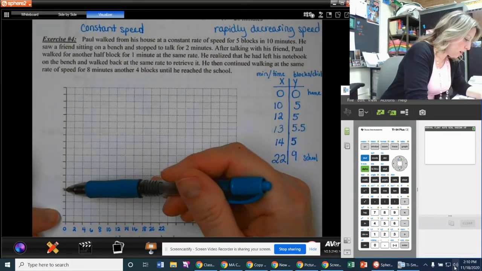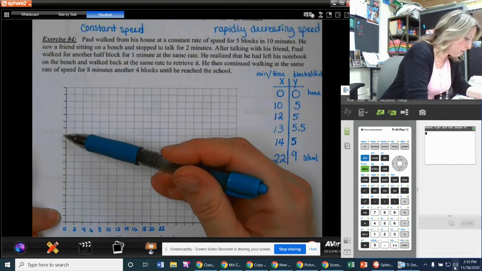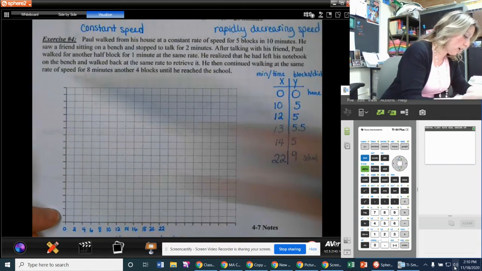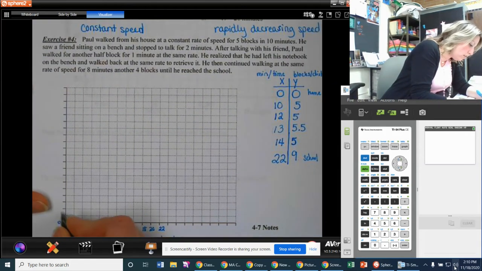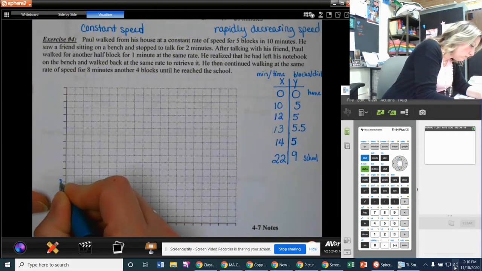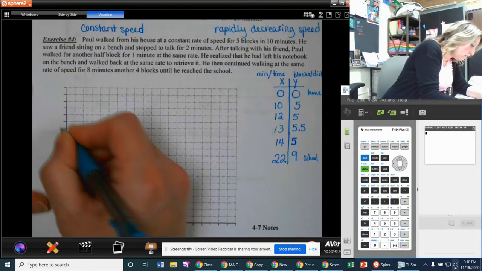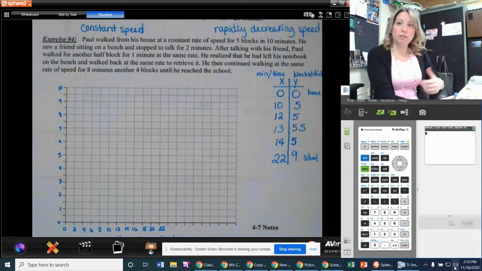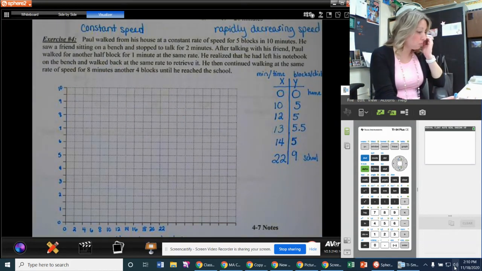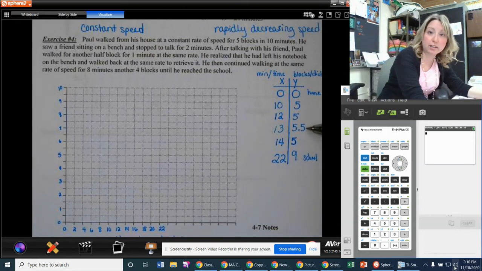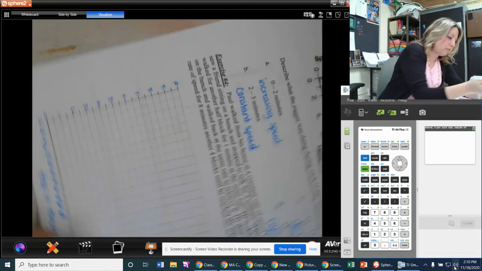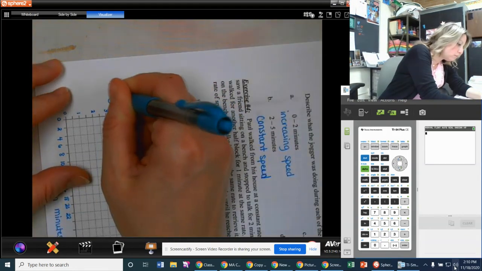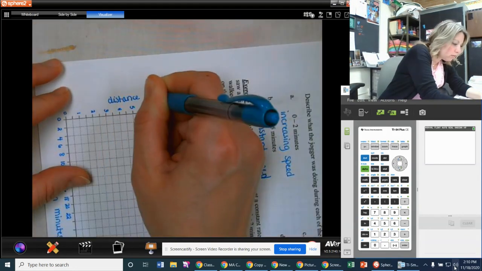1, 2, 3, 4, 5, 6, 7, 8, 9, 10, 11, 12, 13, 14, 15, 16, 17, 18, 19, 20. Okay, so I can actually skip as I go up, right? So I can save myself a little bit of room, which is good because I'm going to have to put a half block in there. So that's perfect. That ends up working out pretty well. All right, so, excuse me, totally forgot to label, distance in blocks.